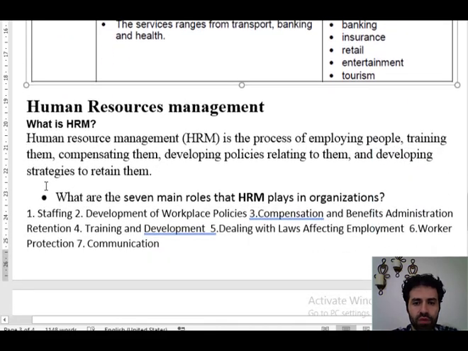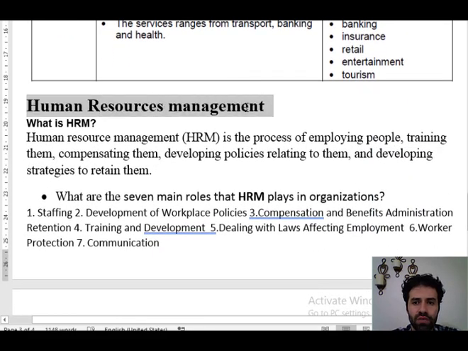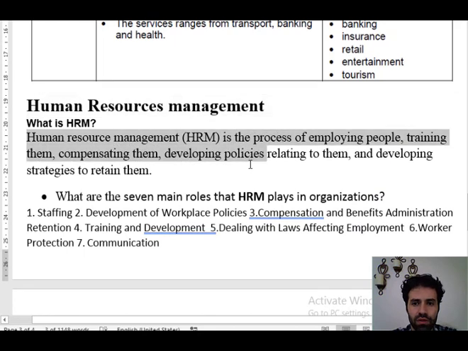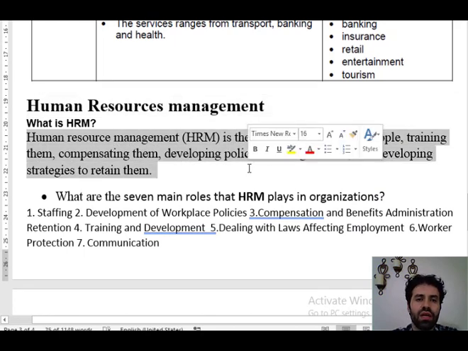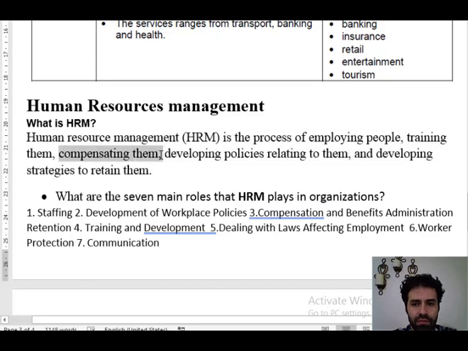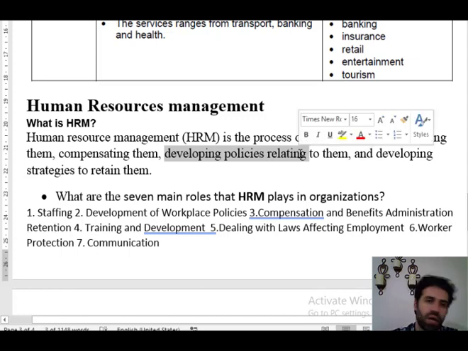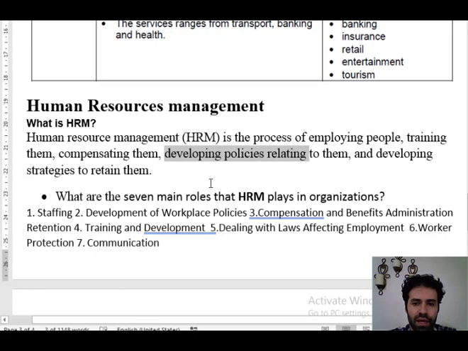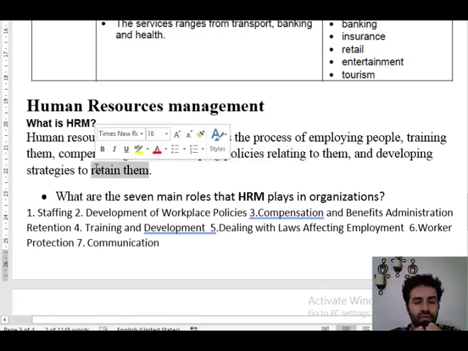Human Resources Management, or HRM, what is it exactly? Human Resources Management is the process of employing staff in a company, training them, teaching them, paying them, here we have compensating them, in other words paying them, and developing policies for them, like helping them to improve their work quality and the services they give, and developing them to retain them. To retain them here means to keep them working for you, keep them working in the company.